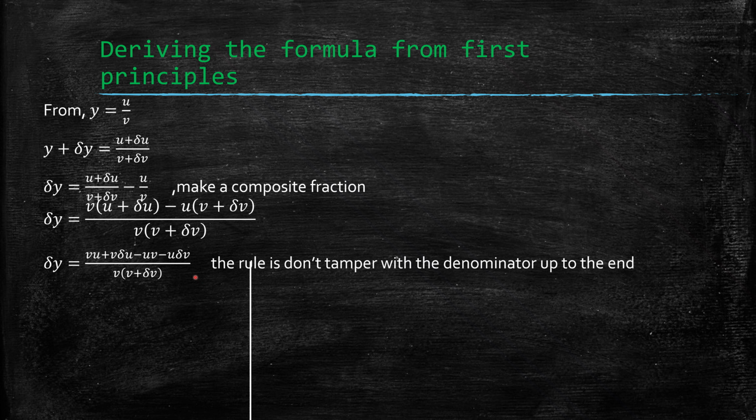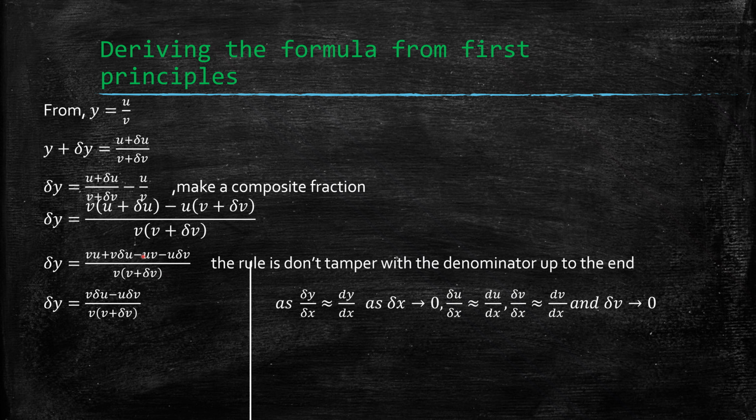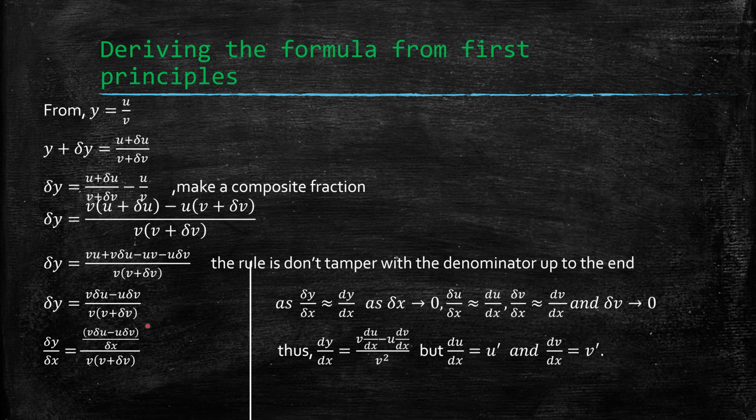Then after that, we're going to simplify further the upper expression such that we have v small change in u minus u small change in v over v into v plus small change in v. You can see again I've not tampered with it. When you go a step further, that is dividing by small change in x, it becomes small change in y over small change in x. Again, you do not tamper with the denominator, you only tamper with the numerator.